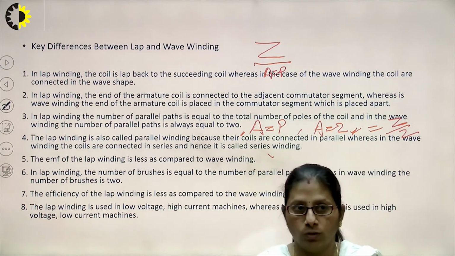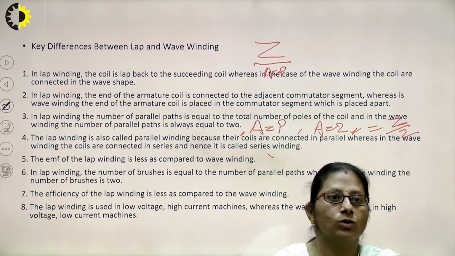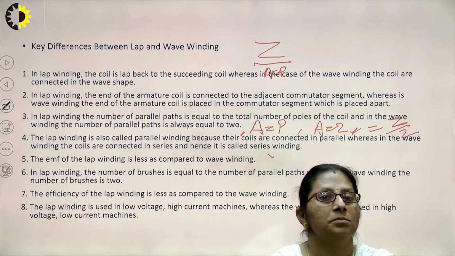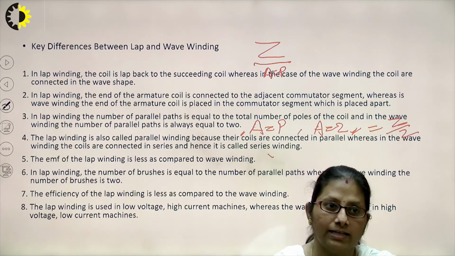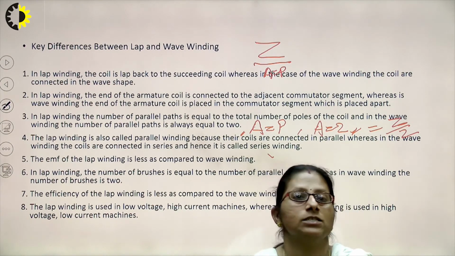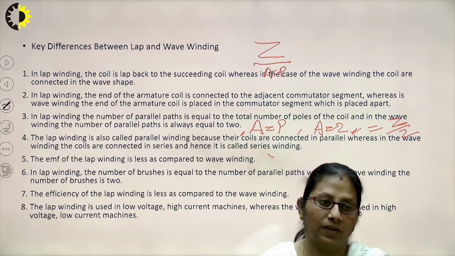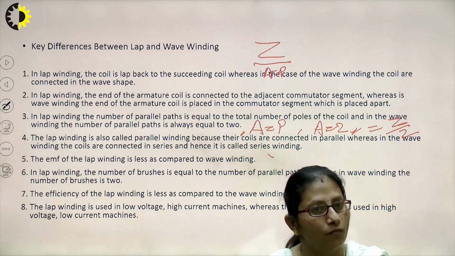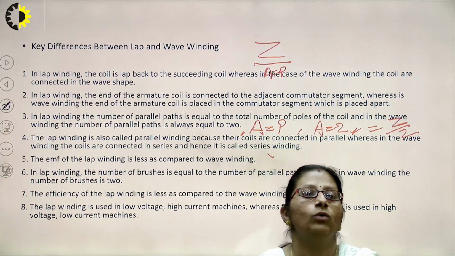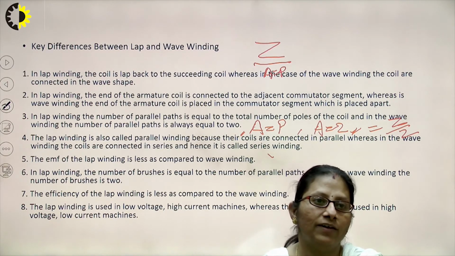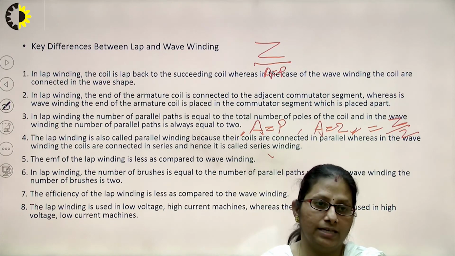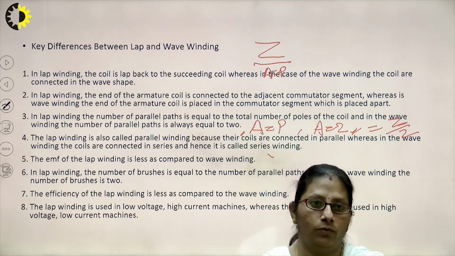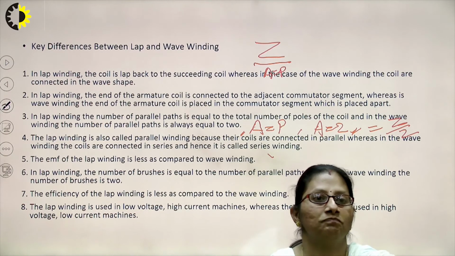Coming to the fourth difference, the lap winding is also called the parallel winding. It forms laps because its coils are connected in parallel, whereas in case of wave windings, the coils are connected in series. Hence, it is also called series winding. Fifth difference, the EMF in the lap winding is less as compared to wave, for the known reason that in a lap winding, the number of conductors coming in series is less, whereas in wave, the number of conductors in series is more. So it will have more EMF.